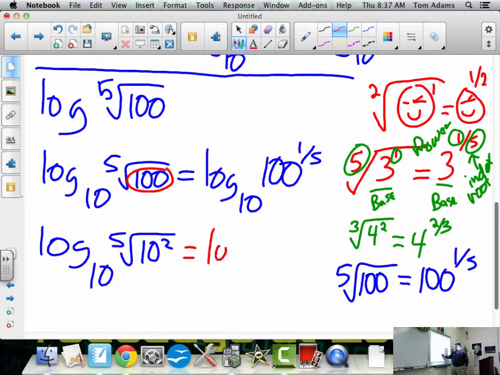I get the log base 10 of 10 raised to the 2/5, yeah. Does that make sense?